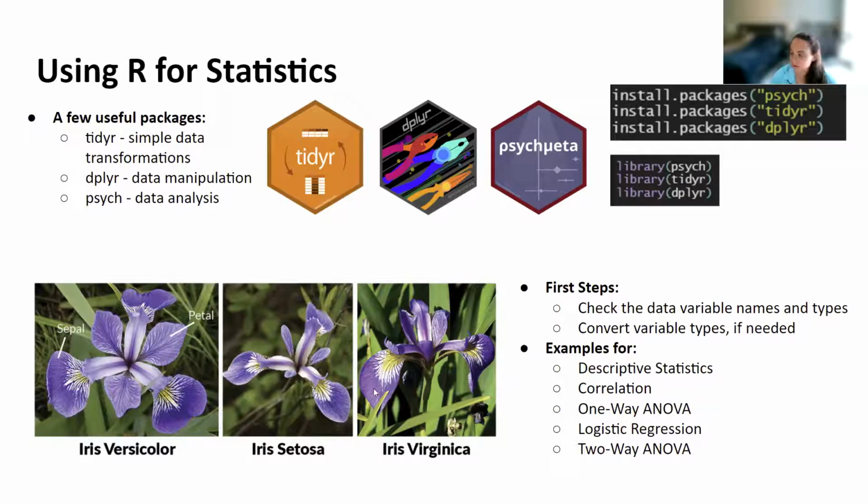So I will also be using the iris dataset as an example, like we've seen before, with some different species of irises and information about the sepal and the petal lengths and widths. I will start by introducing you to some useful first steps of getting to know your data and checking variable types, for example, which will help to avoid some errors. And then I'll go through a few examples of getting descriptive statistics, getting correlations, one-way ANOVA, logistic regression, and a brief introduction to the two-way ANOVA.